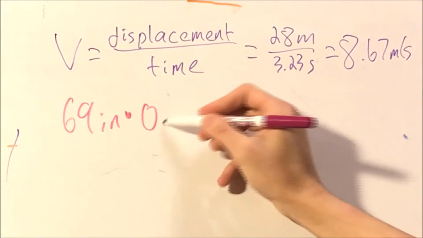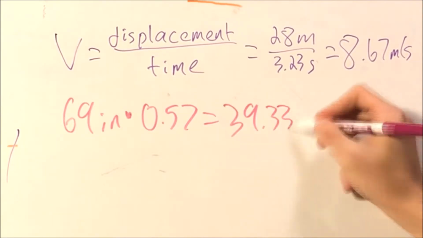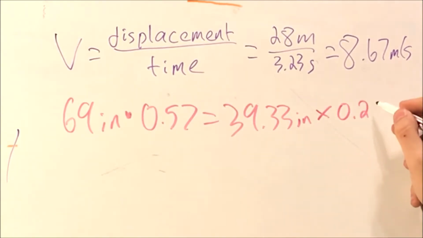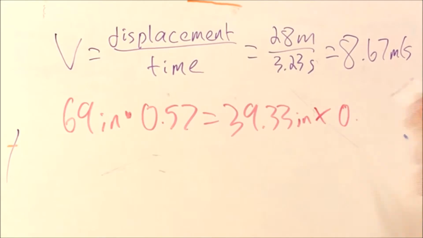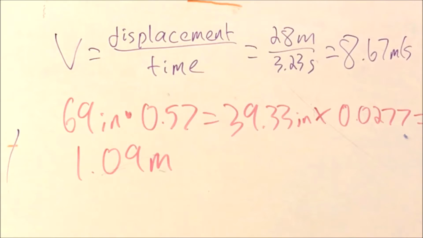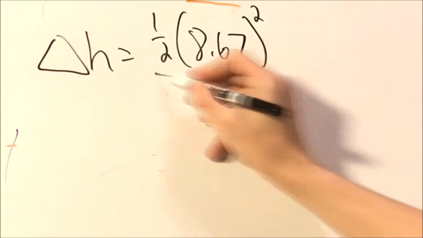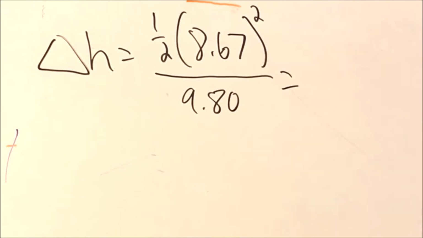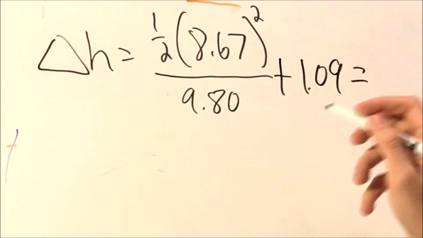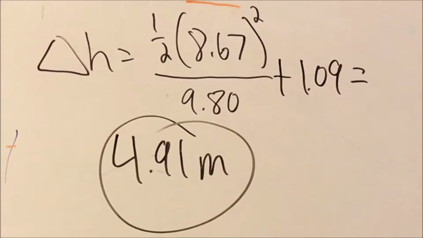To find the height of Colin's navel, we took his height in inches, which is 69, and multiplied it by 57% to get his navel height in inches, which is 39.33 inches. Then we multiplied the navel height in inches by 0.0277 to get his navel height in meters. We then found his maximum height by taking 1/2 times velocity squared over the acceleration of gravity, which is 9.80 meters per second squared, plus the navel height of 1.09 meters, to get the final answer of 4.91 meters as his maximum height.